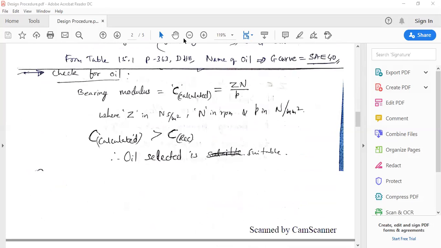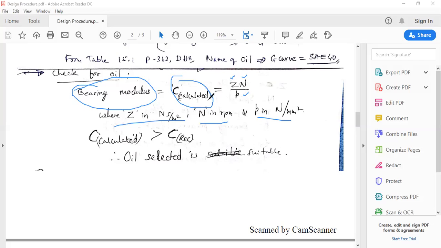To check the oil, we have to calculate the bearing modulus. The bearing modulus, C calculated, is given by Zn divided by pressure P. Z is in Newton second per meter square, that is Pascal second, N is in RPM, and pressure P is in Newton per mm square. By using these three values, we get the value of C, which is C calculated.